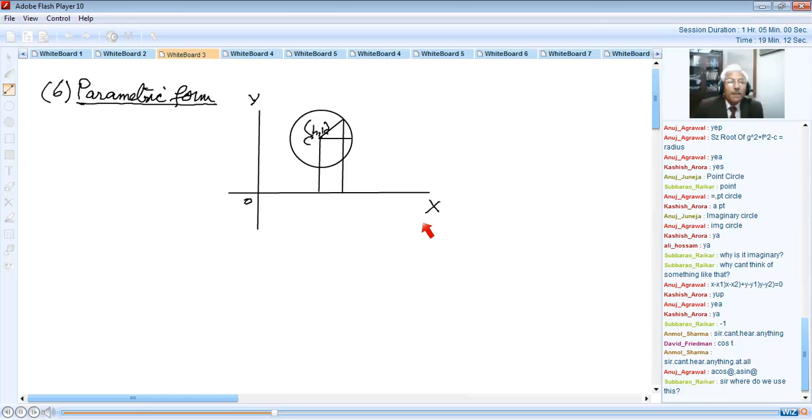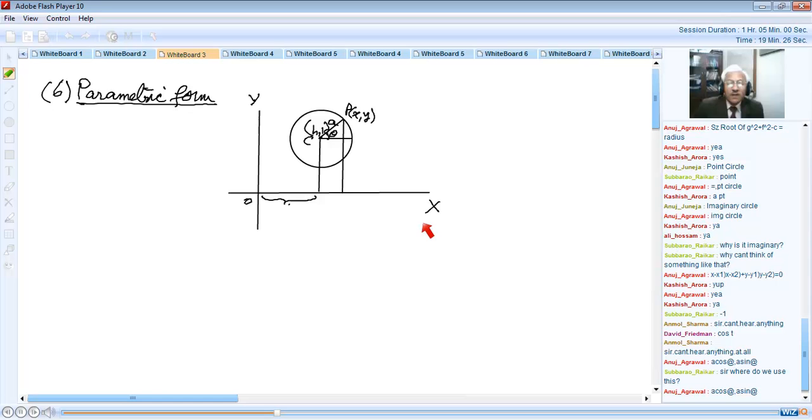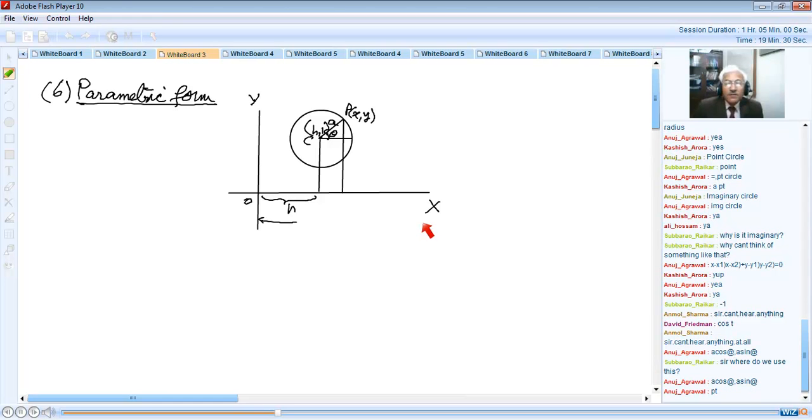Okay, see now how we form this. This is P(x, y). Suppose this angle is theta and the radius is a. Suppose this distance is equal to h, and this distance is equal to x. Right? So we have this to be R.